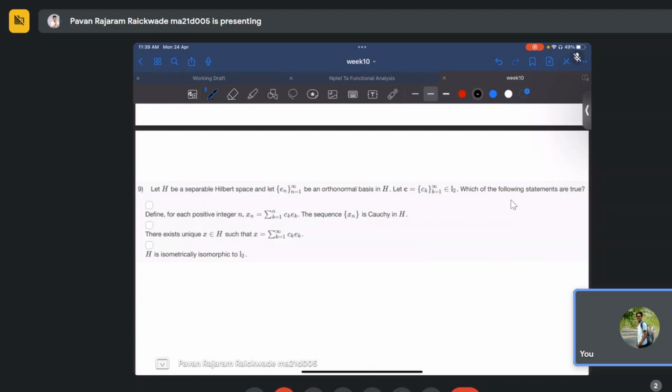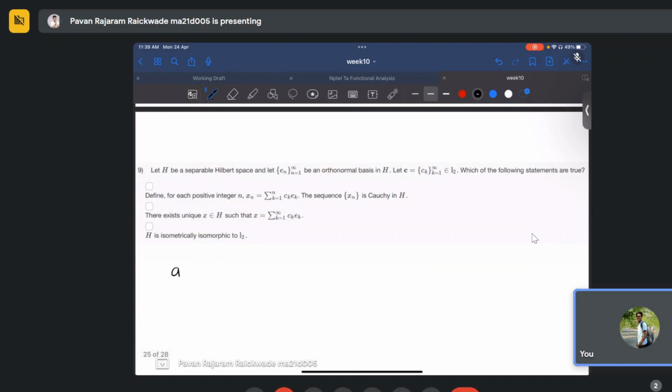Let H be a separable Hilbert space, and let e_n be an orthonormal basis in H. Let c belong to L2. This is the same as before. If you define x_n as the summation of c_k e_k, then what is the norm of x_n?